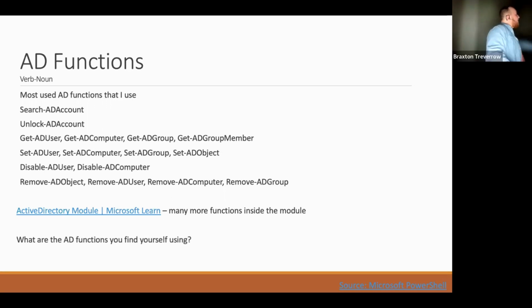So you have your Get and your Set commands. I like to throw in the verb-noun standard of what you would normally see with a function. So Get is going to be your action item, and then your noun is going to be what you're working with.